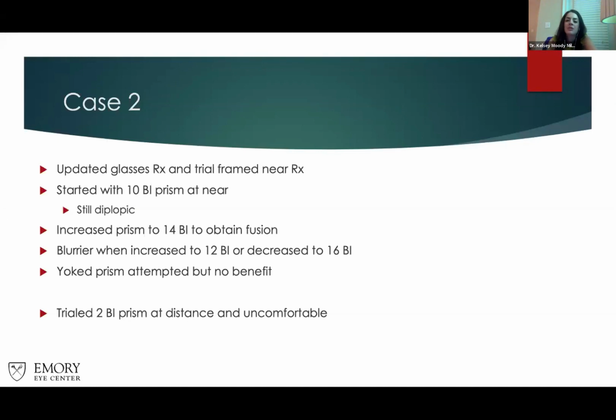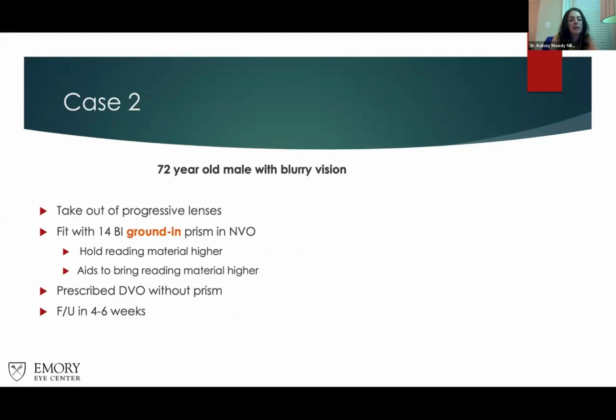But again, I would have to yoke it too much. I could probably only get it at about 20 degrees up. And I really needed to bring it up significantly more than that for him to be able to see it in a normal range. And so he did not respond to yoke prism. I also tried a little bit of prism at distance just because he did have a moderate exophoria, but he didn't notice that it was any more comfortable or clearer.